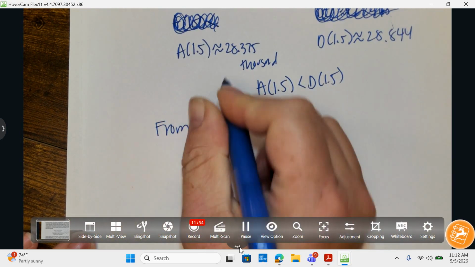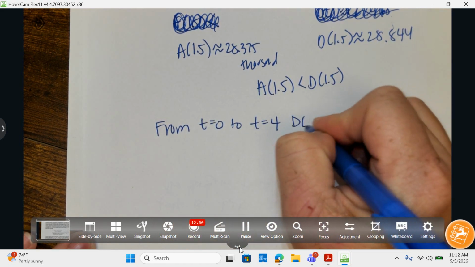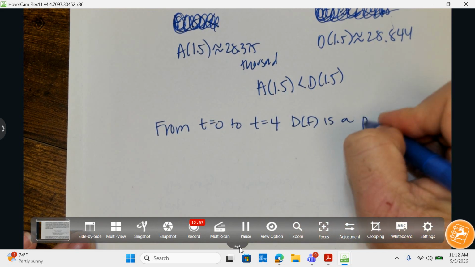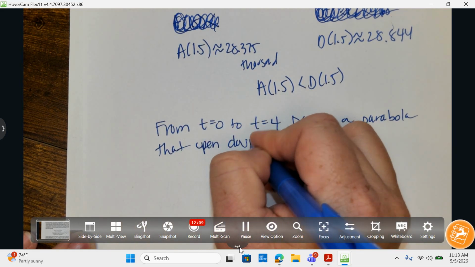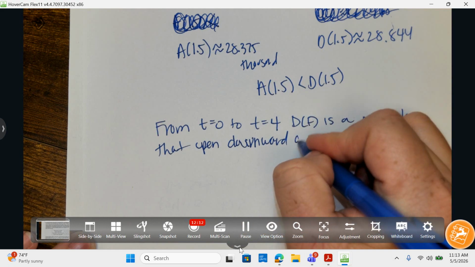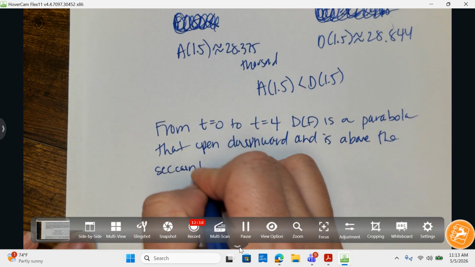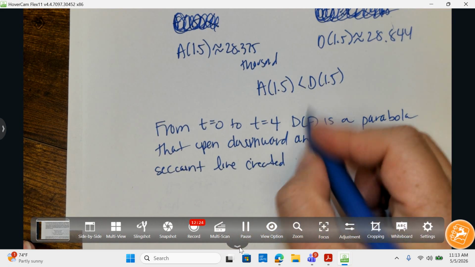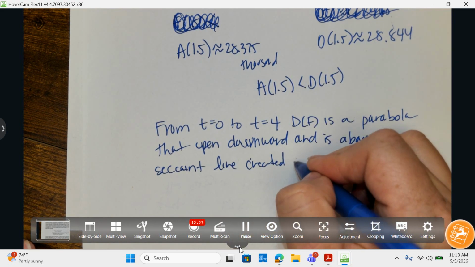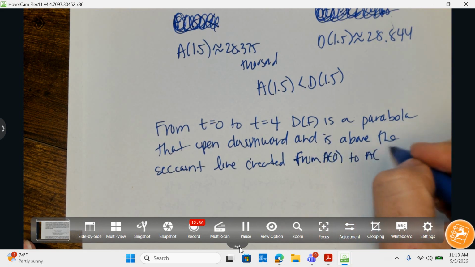So from t equals 0 to t equals 4, D of t is a parabola that opens downward and is above the secant line created from A of 0 to A of 4.